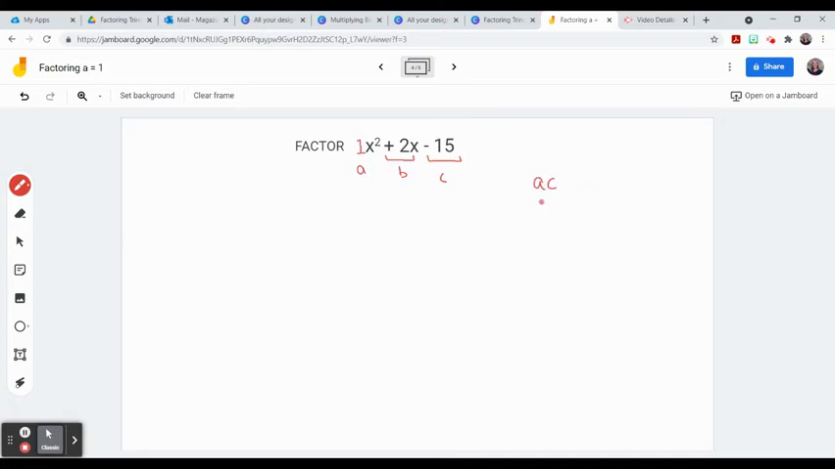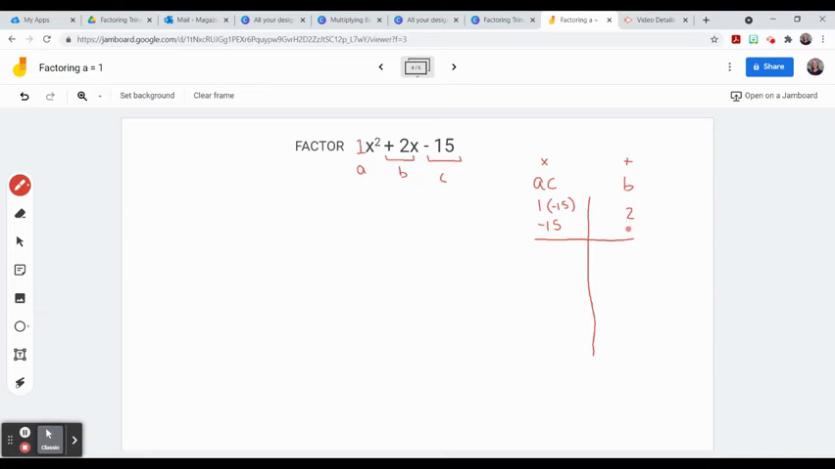We have A times C. That gives me 1 times negative 15, which gives me negative 15. My B value would be a positive 2. So I need something that multiplies to negative 15 that adds to a positive 2. Well, if my value is negative, one would have to be positive, one would have to be negative.